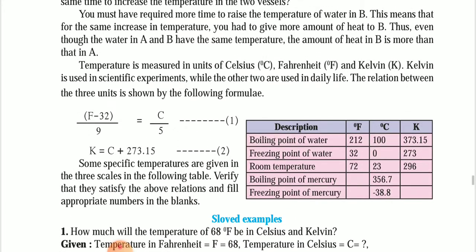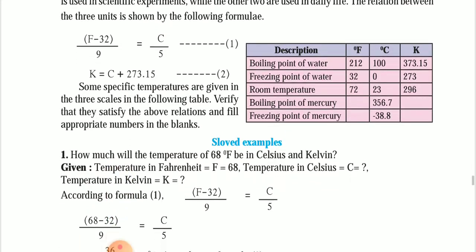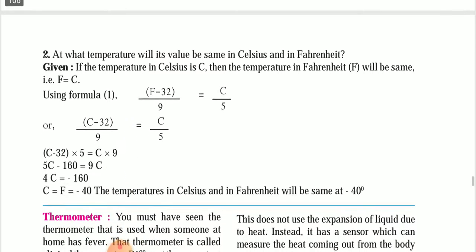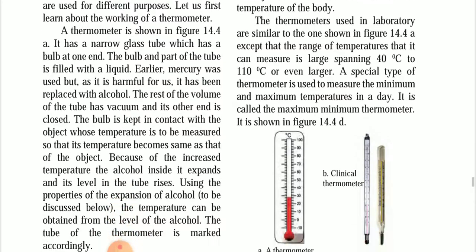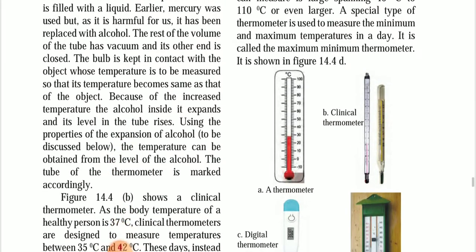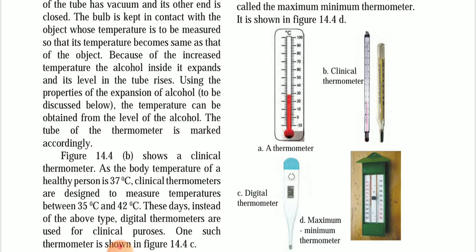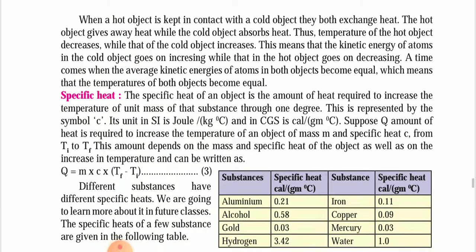How temperature is measured in the units of Celsius, Fahrenheit and Kelvin. These are the measures. How to convert Celsius into Fahrenheit and Kelvin, the formula is given here. About the thermometer, its construction as well as its working. Why mercury is used in the thermometer, that you have to answer.